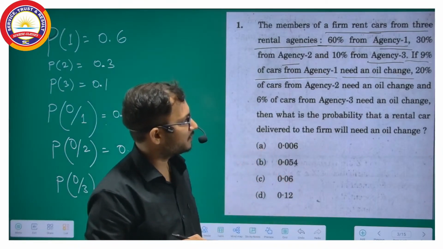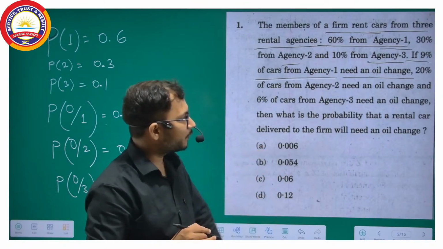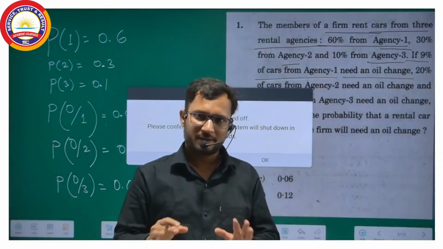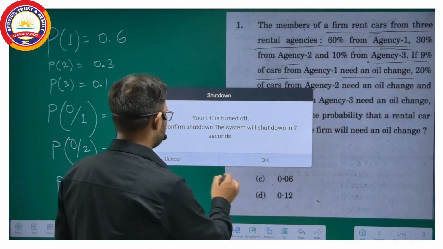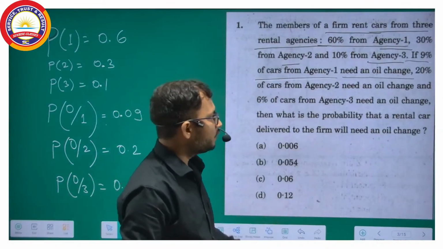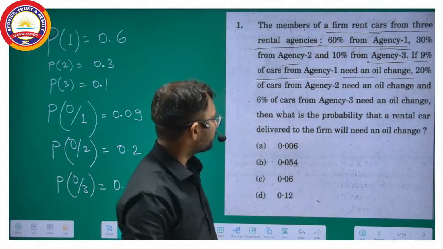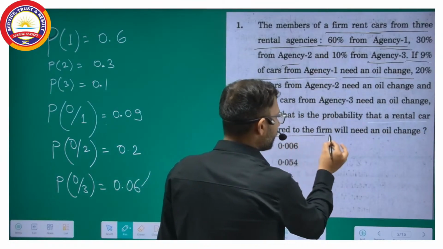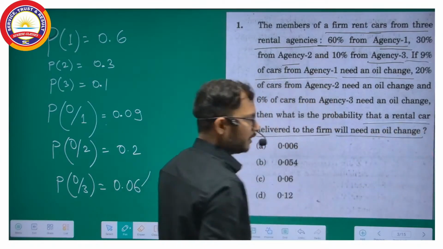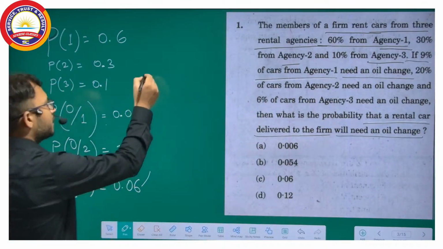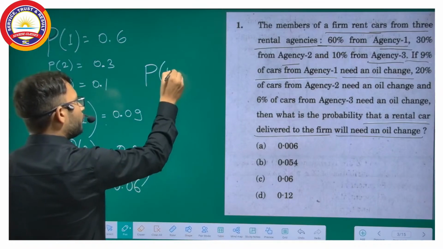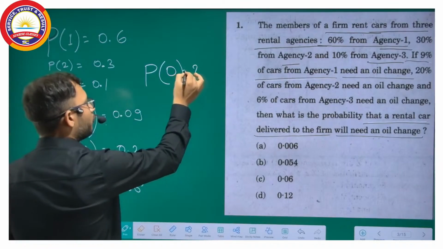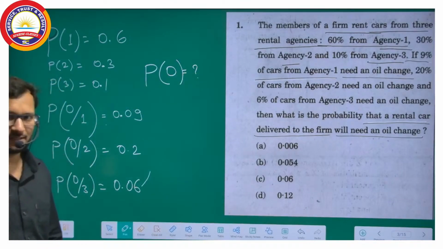What it says is, then what is the probability that a rental car delivered to the firm, suppose a car you have rented, will need an oil change? That means you need to find the probability of O. What is the probability of oil change?